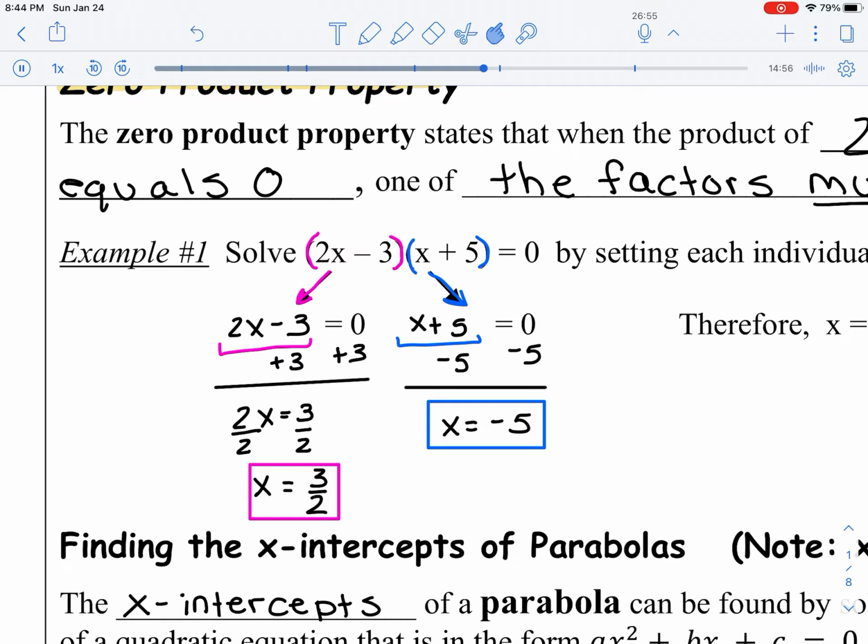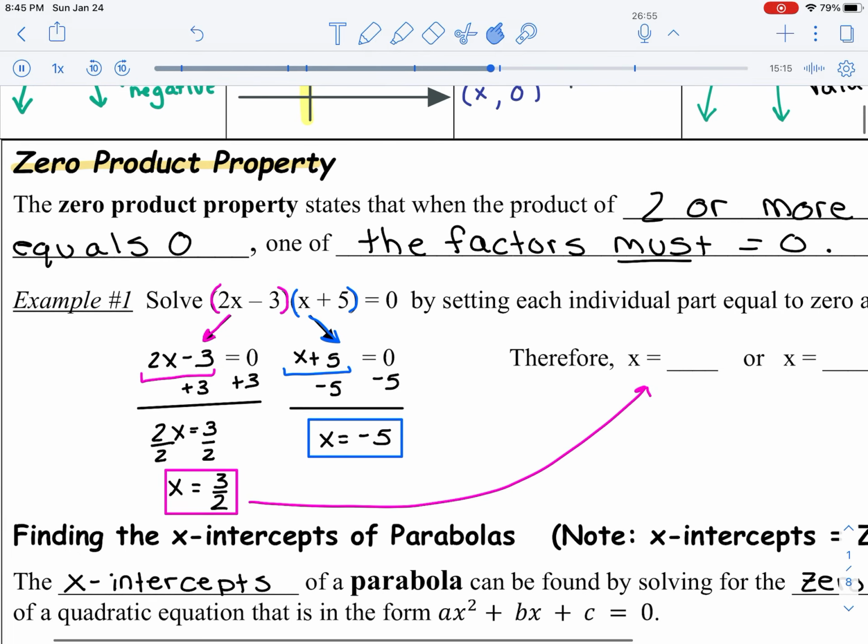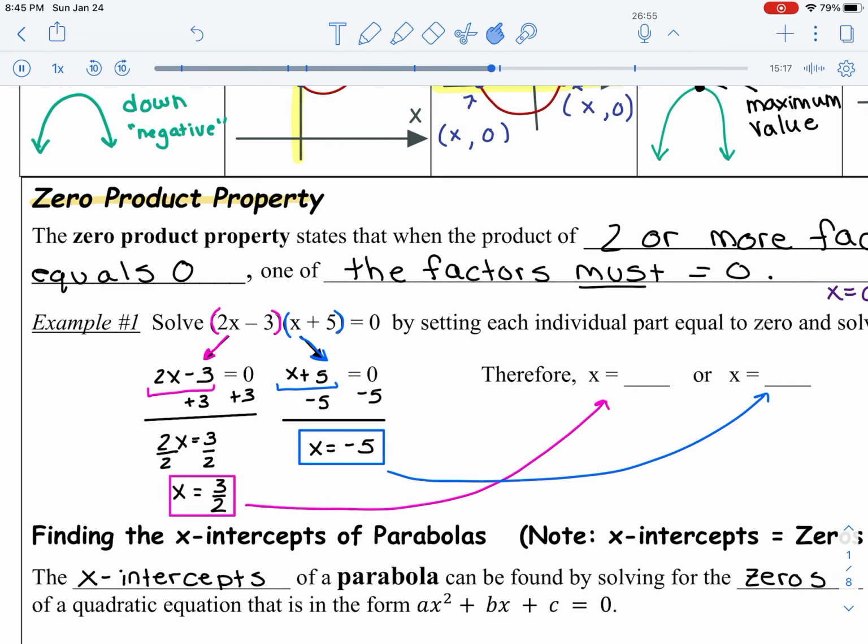So I know that either of those answers will give me a solution where the product 2x minus 3 times x plus 5 equals 0. Therefore, they are both answers to my quadratic equation. So I say that x equals 3 halves or x equals negative 5.